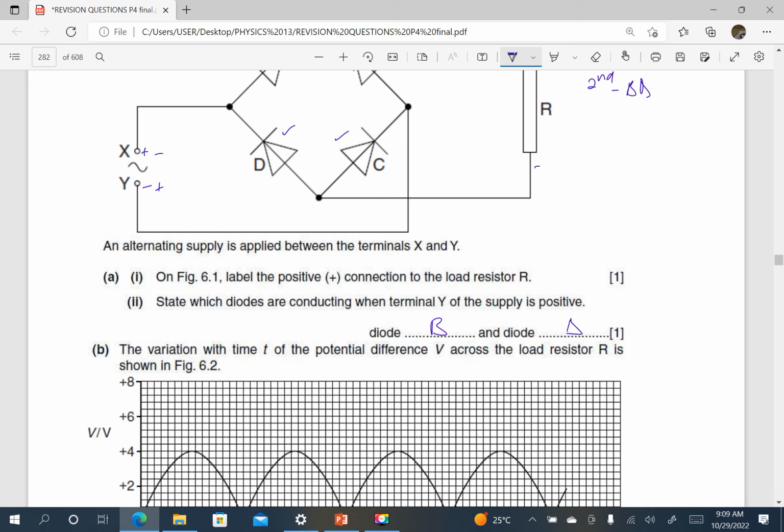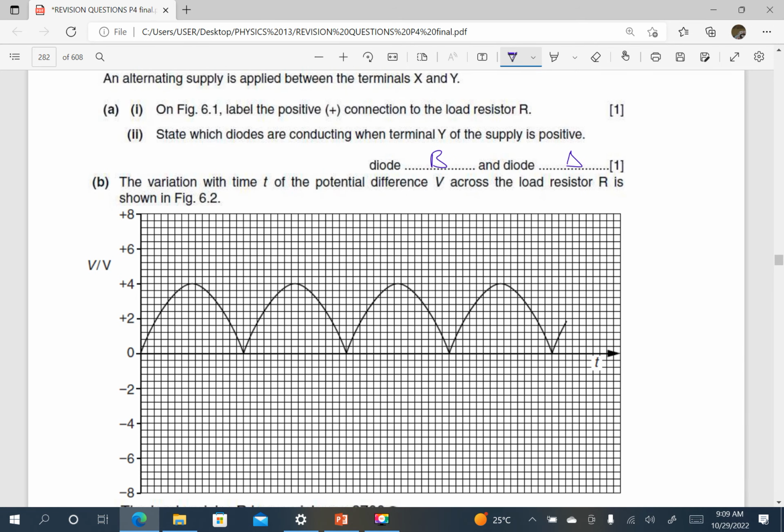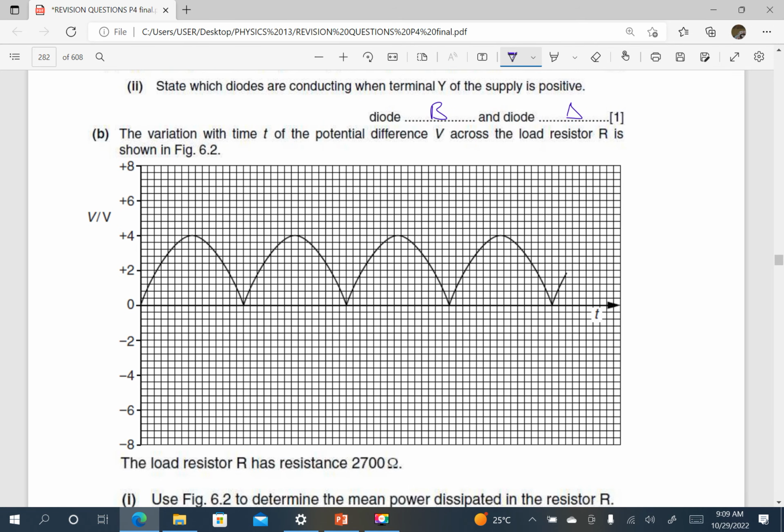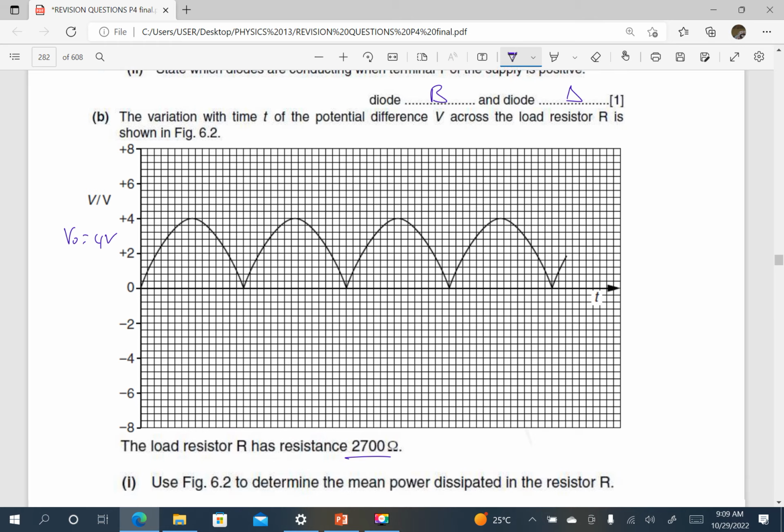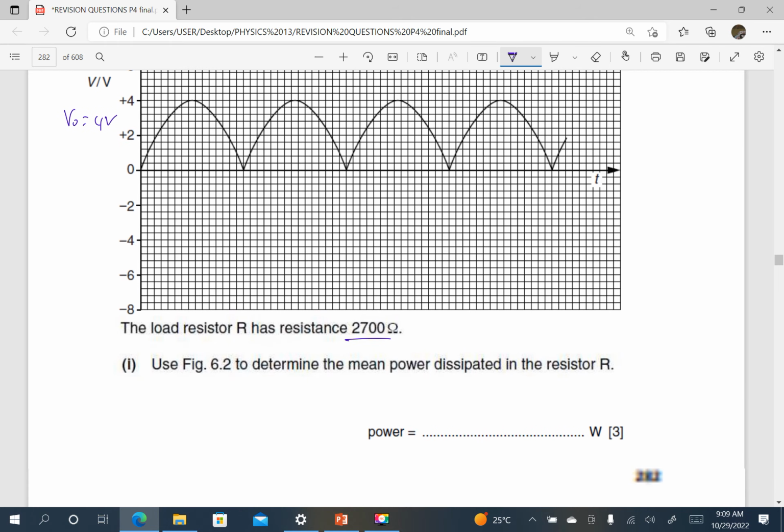The variation with time t of the potential difference V across the load R is shown here. We have seen that the load has resistance 2700 ohms. We see the peak value V naught is 4 volts from the graph. Use the figure to determine the mean power dissipated in the resistor. For average power, we use root mean square values.